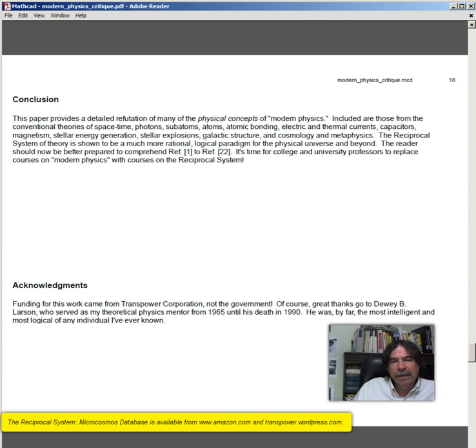Acknowledgements. Funding for this work came from Transpower Corporation, not the government. Of course, great thanks go to Dewey B. Larson, who served as my theoretical physics mentor from 1965 until his death in 1990. He was by far the most intelligent and most logical of any individual I've ever known.